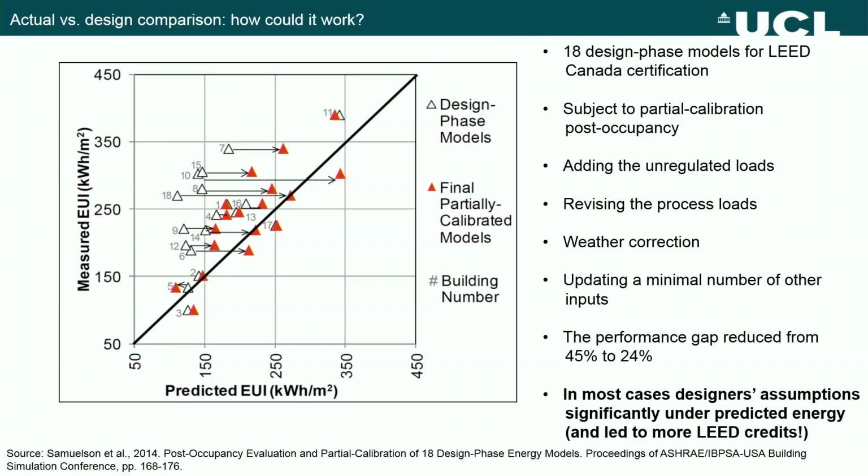Quite like this one, 18 design phase models for LEED Canada certification. Researchers went back to these buildings and tried to partially calibrate the initial design models by adding the unregulated loads, revising the process loads, weather correction, and so on. It's not surprising that they managed to reduce the performance gap by reflecting the actual operating conditions to some extent. But what is striking here is that in most cases, designers had under-predicted energy performance massively.